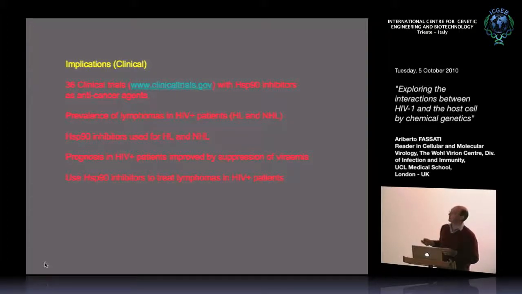And the prognosis of HIV-positive patients whose viremia is suppressed during chemotherapy is much better. So it's almost the same as people that don't have HIV. So it's clearly important to suppress HIV viremia during chemotherapy. So our idea is perhaps we could use HSP90 inhibitors and kill two birds with one stone. So reduce reactivation, reduce HIV replication, and use HSP90 inhibitors as chemotherapeutic agents. So we would like to investigate that.